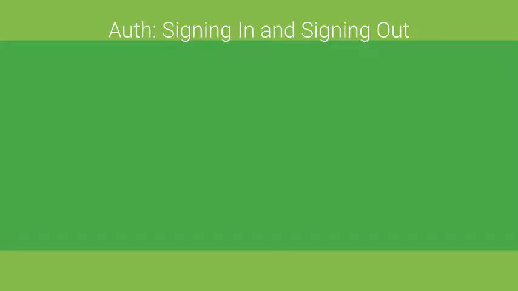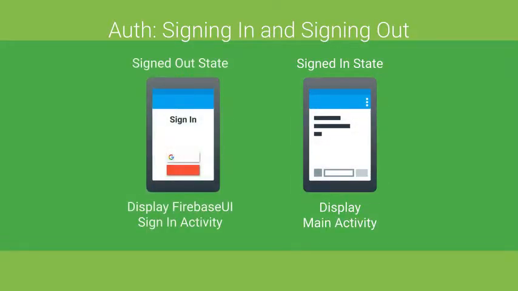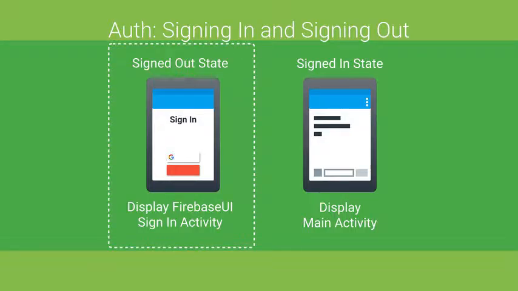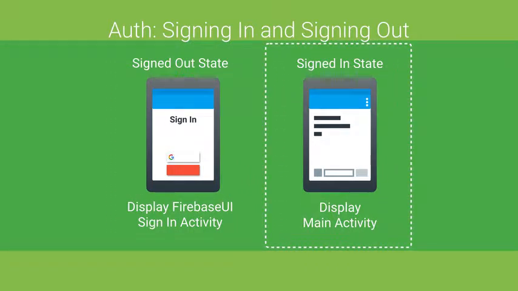As we've talked about before, users can either be signed in or signed out in FriendlyChat. Moments ago, we just set up what happens when they're signed out. Firebase UI will display a sign-in flow for them. Now when they're signed in, we need to do a few things.